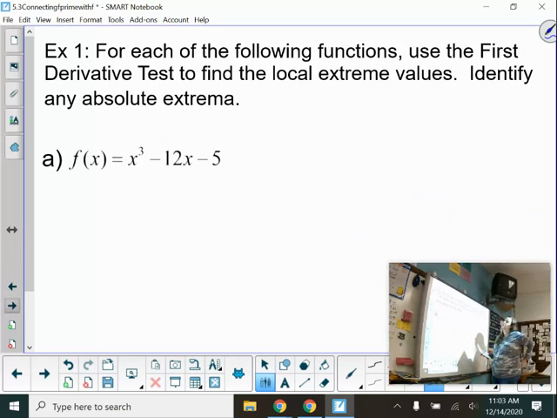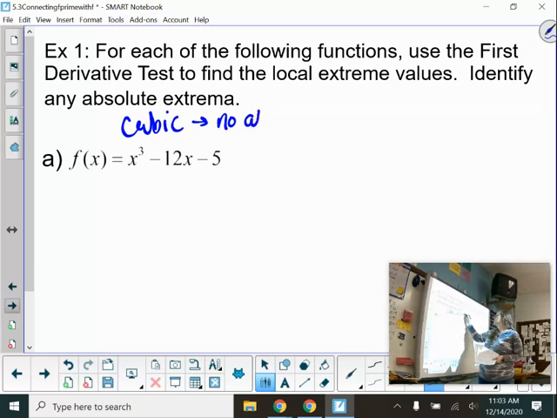And that leads us to this first example. This is part A. We are going to use the first derivative test to find the local extreme values, and then we're going to identify anything that's an absolute extreme. Now, this is a cubic function. And with cubic functions, you're always going to have one end going down and one end going up. This is a positive cubic, so the left end would be going down, the right end would be going up. There are no absolutes here because your arrows are going in opposite directions.